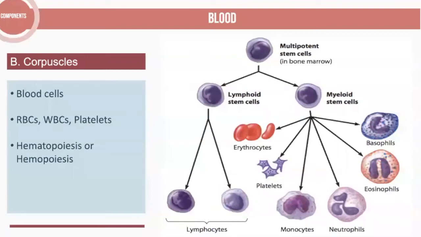Okay, so next, the second component of the blood cells or the corpuscles. So this includes your RBCs, WBCs, and platelets. So these blood cells come about through the process called hematopoiesis or hemopoiesis. Hematopoiesis comes from the Greek words haima, meaning blood, and poiesis, meaning making or to make. So taken together, hematopoiesis means blood making. And tissues that are producing blood cells are referred to as hemopoietic or hematopoietic tissues.